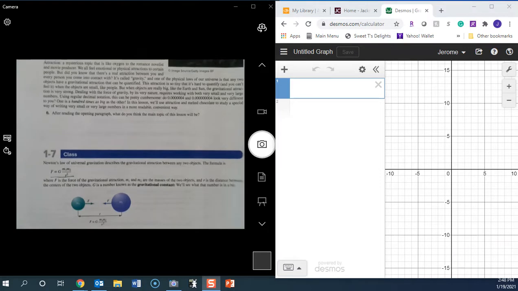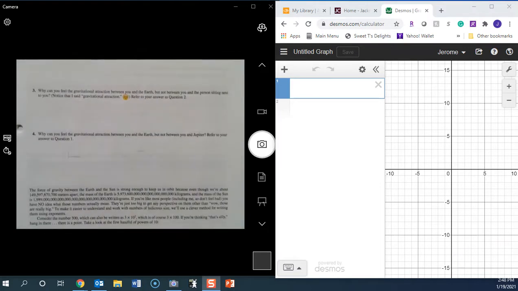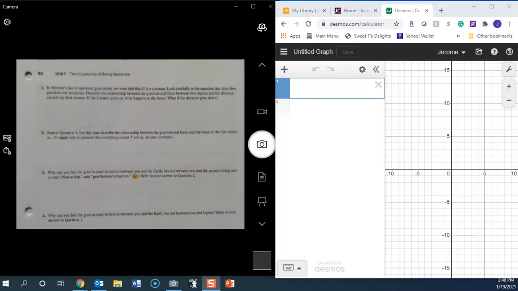So, we move on to page 82, and we look at problem number 1. It says, in Newton's law of universal gravitation, we were told that G is a constant. Look carefully at the equation that describes gravitational attraction. Describe the relationship between the gravitational force between two objects and the distance separating their centers. If the distance goes up, what happens to the force? What if the distance goes down?